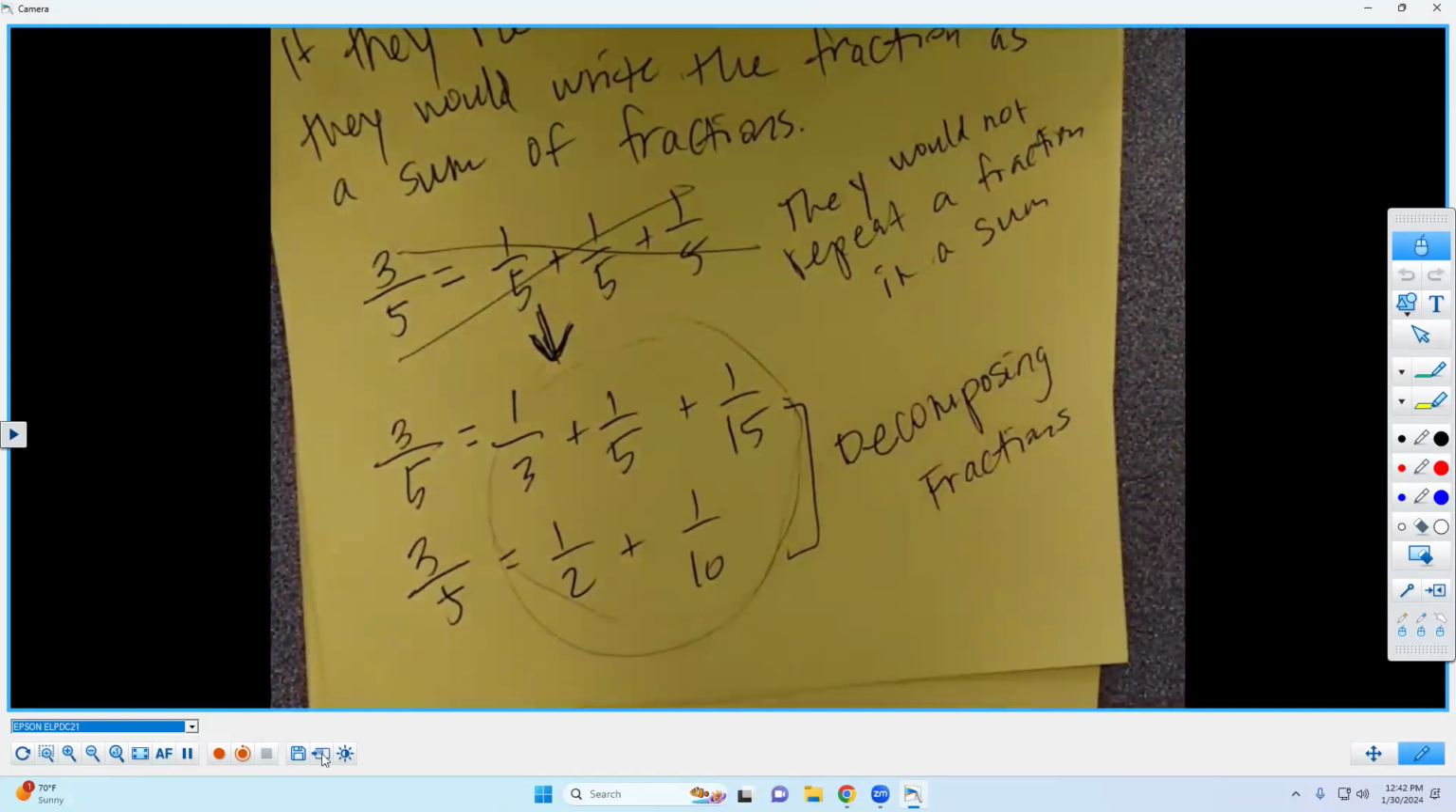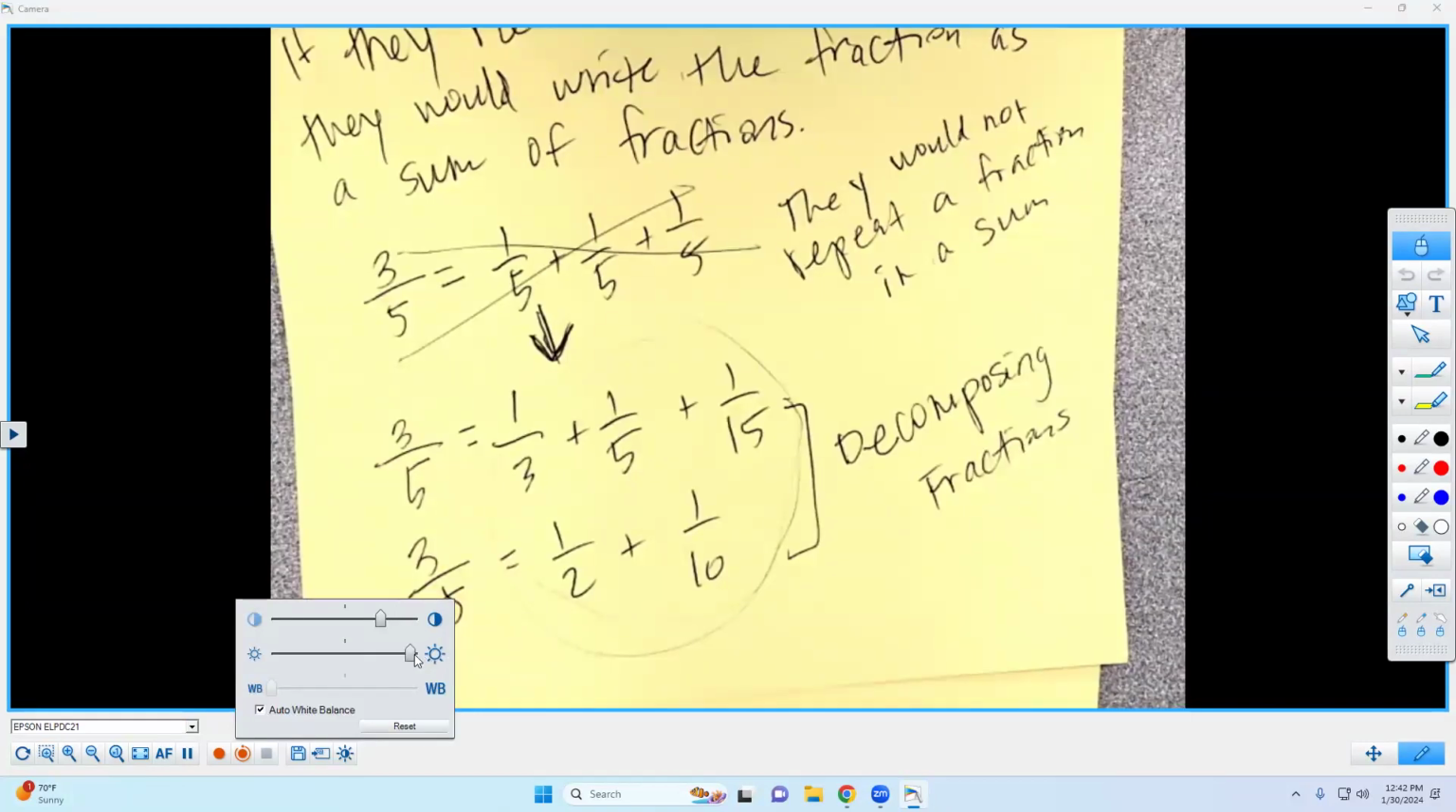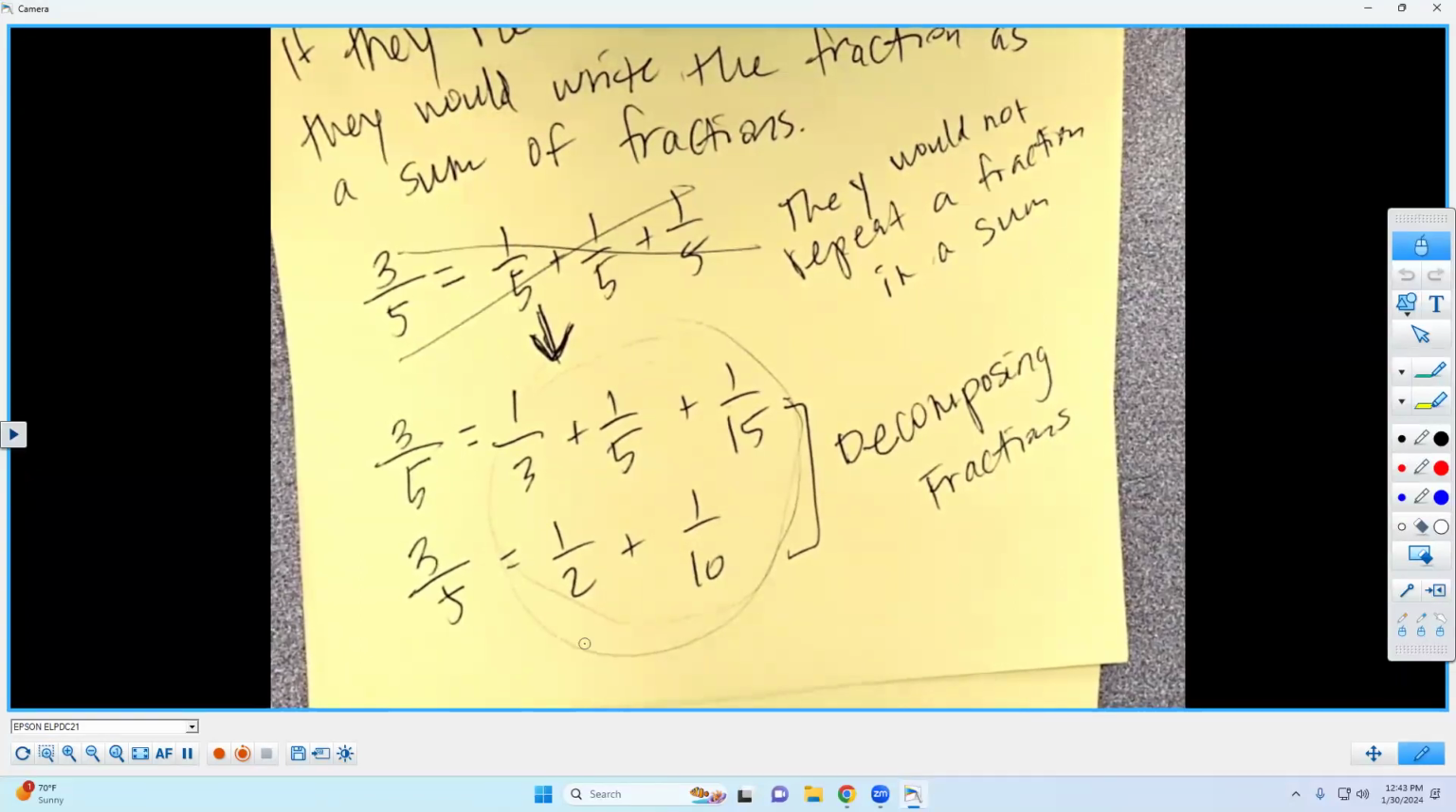Let me see if I can make this brighter. There's a setting. Oh, there we go. That's so much better. Can you see that better now? Okay.